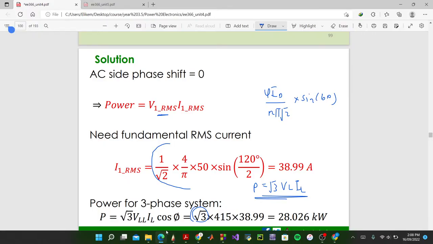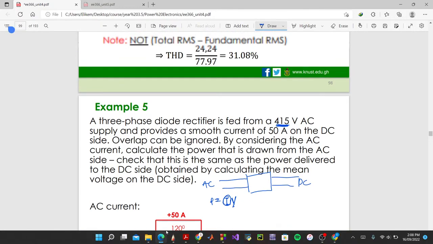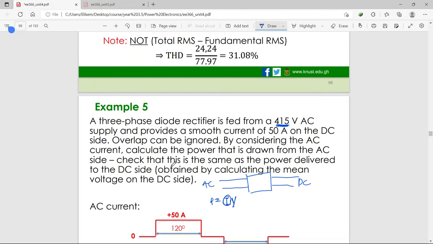Now the question says that we should also compute the DC side to check if we get the same power, because we know that for ideal power converters, P out is equal to P in. So let's find our P out too. That's PDC. What is PDC given by?